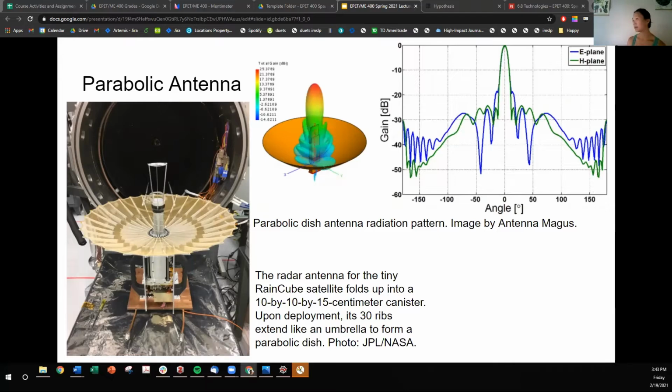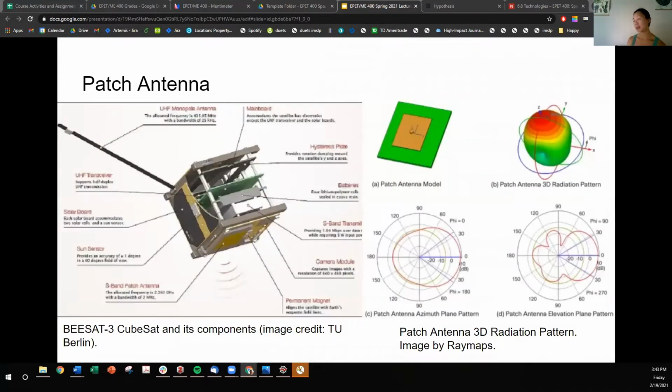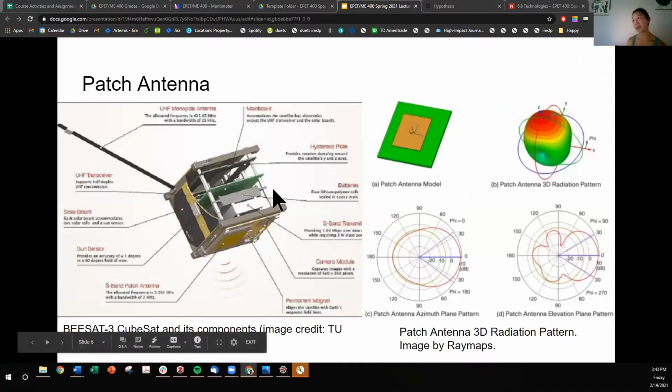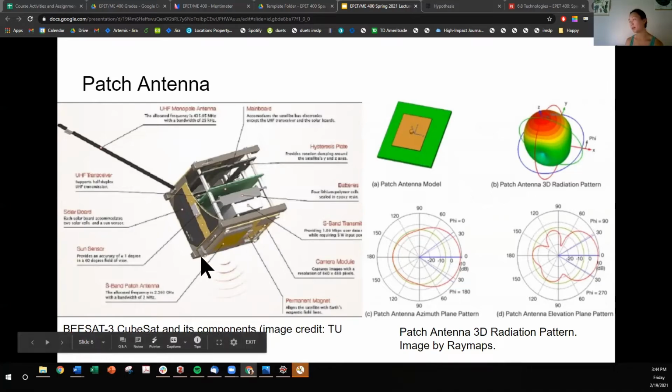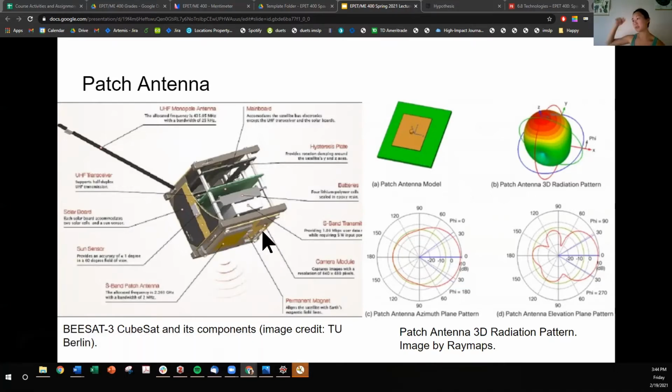Let's go to another one. Here's a patch antenna. You can also see a demonstration of that in a CubeSat. This actually has two different types of antennas. So this patch antenna, there's one at the bottom of the spacecraft, I would assume is transmitting towards Earth. And then there's this monopole antenna. And I would just assume that this is the transmitting and this is the receiving antenna.